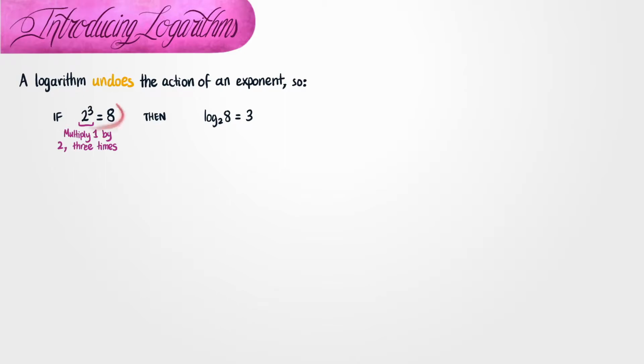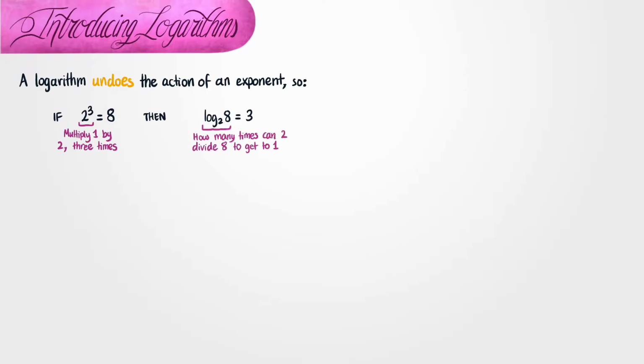So if we wanted to rewrite this as a logarithm, then the corresponding logarithm would be log to the base 2 of 8 equals 3. But then, a fair question is, what does this log base 2 of 8 actually mean? Well, if 2 to the power of 3 tells you to multiply 1 by 2 3 times, then log base 2 of 8 is asking the opposite question. How many times can I divide 8 by the number 2 to get to the number 1?